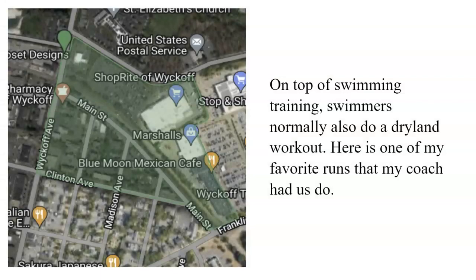So on top of swim training, swimmers also normally do a dryland workout. So this is one of my favorite runs that my coach had us do. It would start right here around the entrance of the swimming pool, loop around the town, through this small shopping mall, and then back to the entrance of the swimming pool.